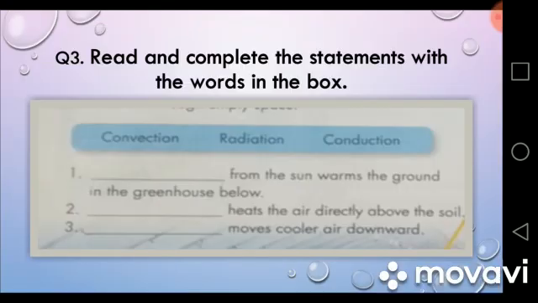Question number 3. You have to read and complete the statements with the words given in the box. There are 3 words given in the box and there are 3 statements here. Convection, radiation and conduction. You have to write the correct word in front of the correct statement.